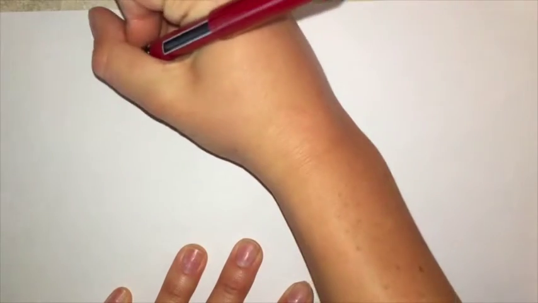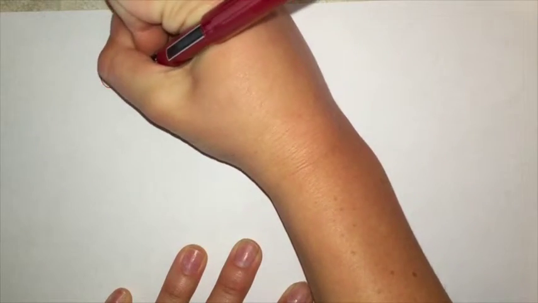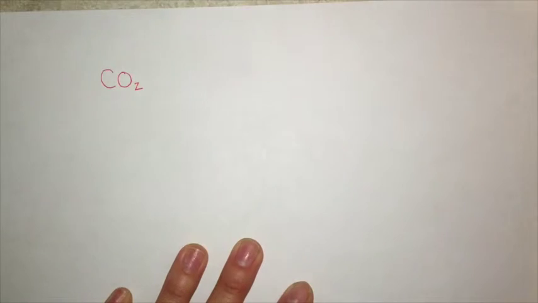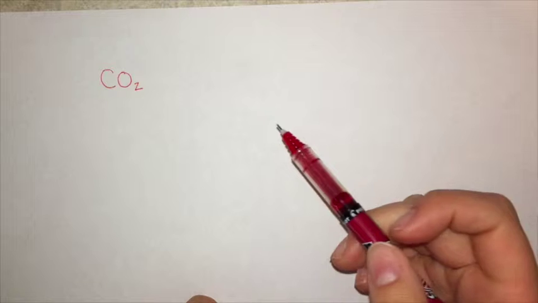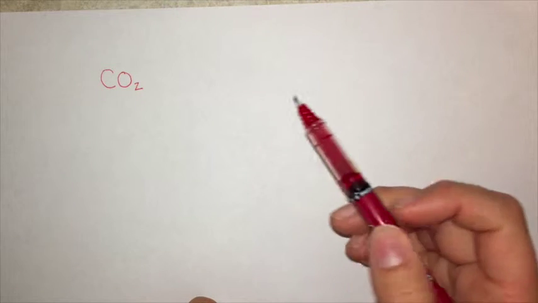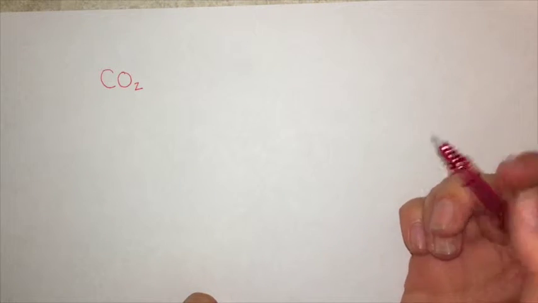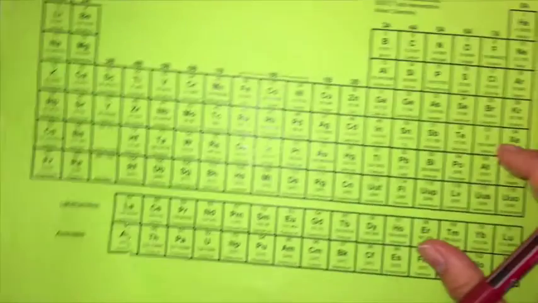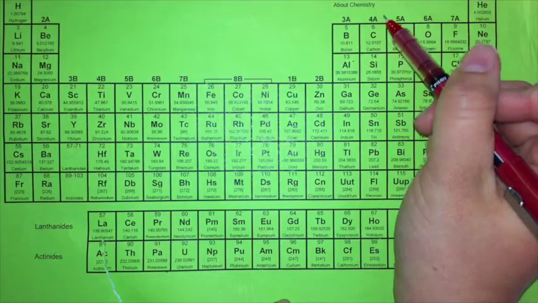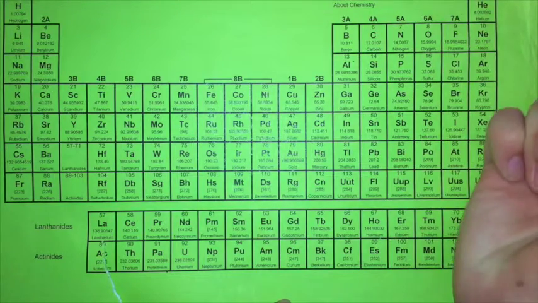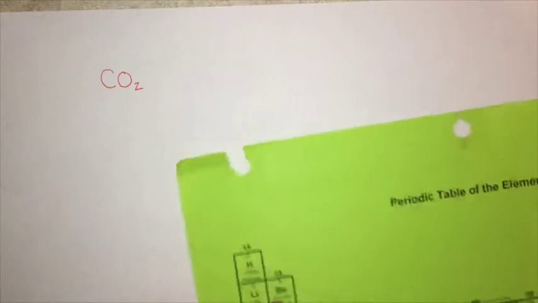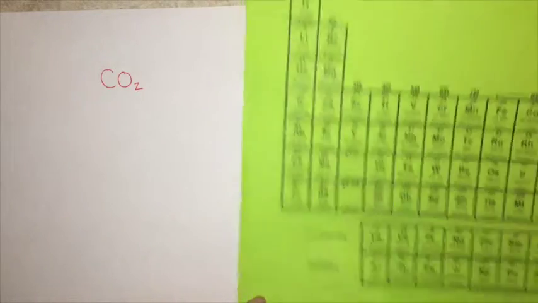Okay, so we are going to find the Lewis dot structure of CO2. So the first step is to figure out how many valence electrons the molecule contains, like the total number of valence electrons. So what we're going to have to do is look at the periodic table at the group numbers to find out how many valence electrons are in each atom, and then we will add those together to see what the total amount of valence electrons are.